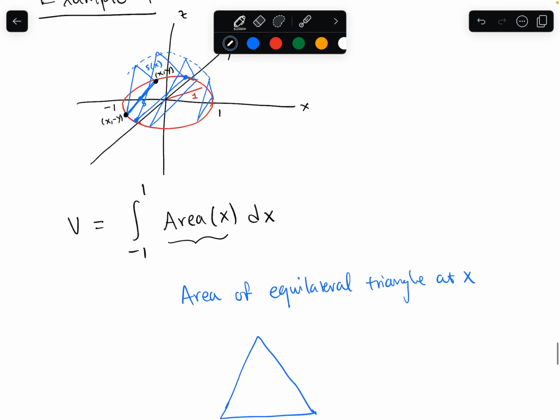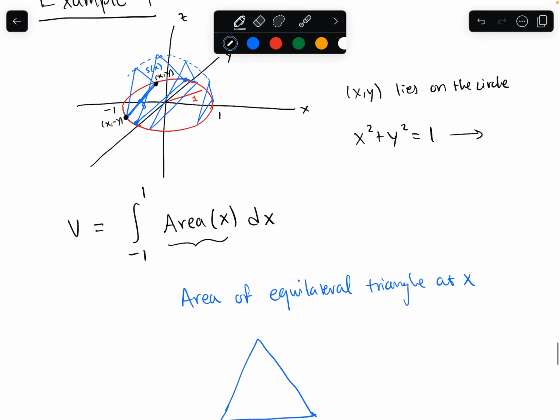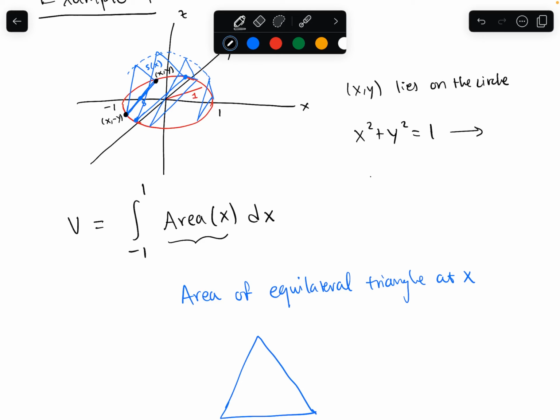And I just know that (x, y) lies on the circle. So I know that x squared plus y squared equals 1. Which means then that I can solve for y in terms of x. y equals square root of 1 minus x squared.